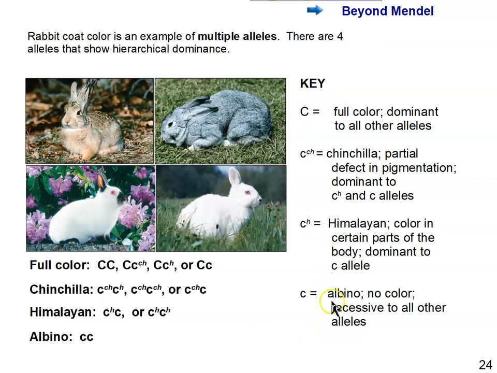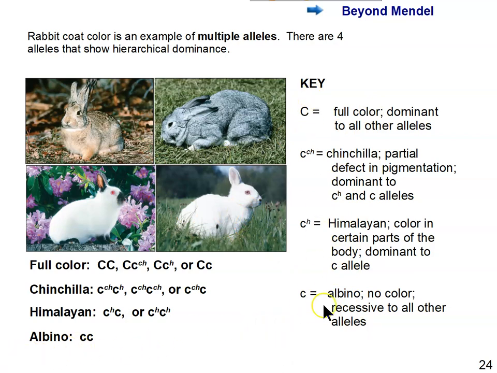And what's interesting here is what I call the hierarchy of dominance, where full color, which is what we're seeing here, is dominant over the other 3 alleles. And then chinchilla, which is this coat color, which is the same color as chinchillas, if you know the natural coloration of chinchillas, that is recessive to full color, but it's dominant over Himalayan and albino. Himalayan, which is this one, is recessive to both full color and chinchilla, but dominant over albino, and then albino is recessive to all of them, the other 3.